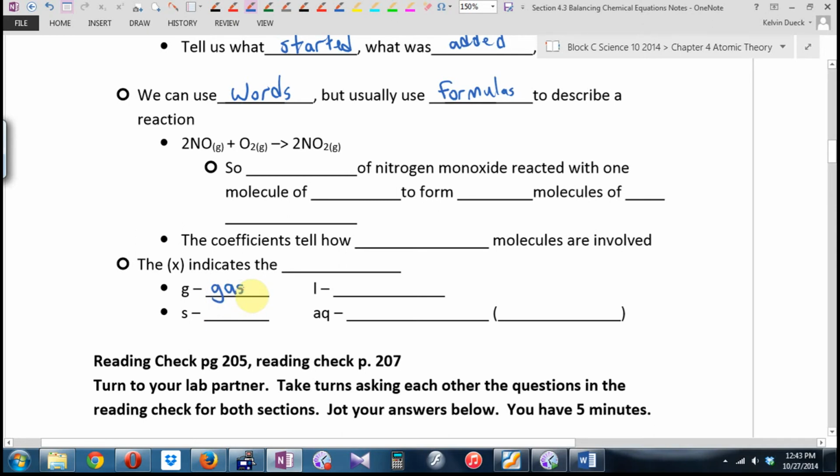What do you think a little L would stand for? What do you think an S would stand for? All right, now impress me. What do you think AQ stands for? You're right, sort of. Mixed in water. And the fancy word is aqueous. I think that's how I spell it.